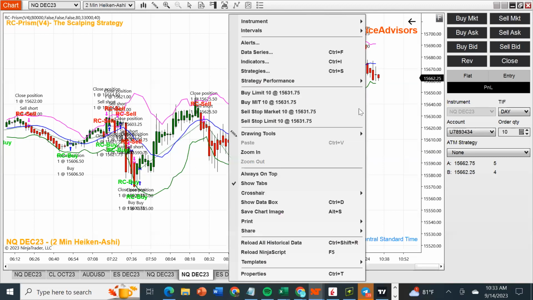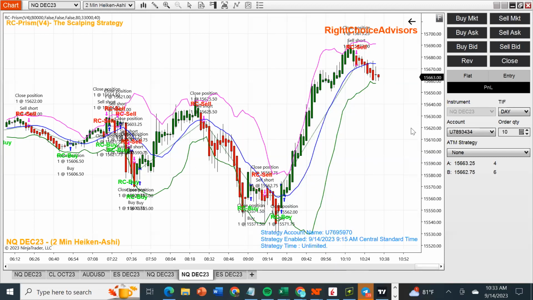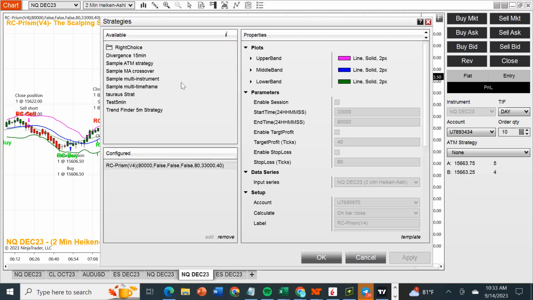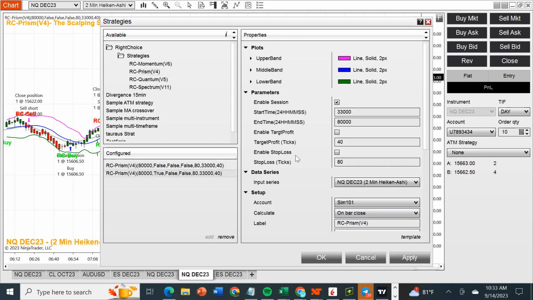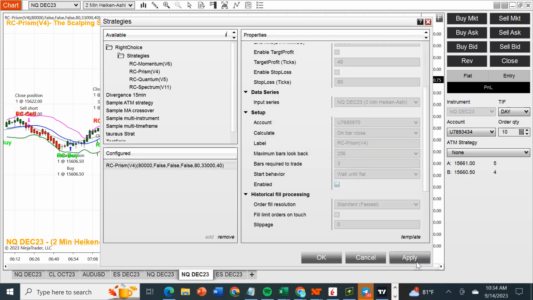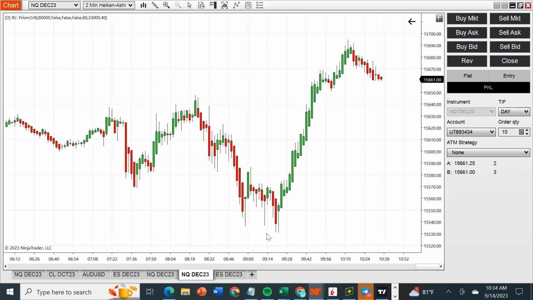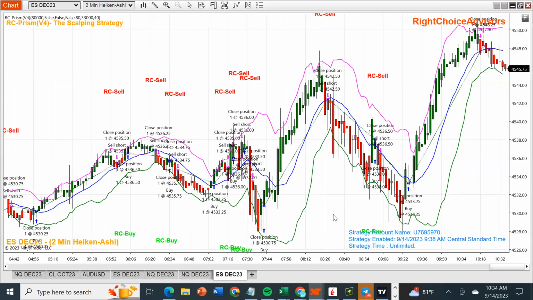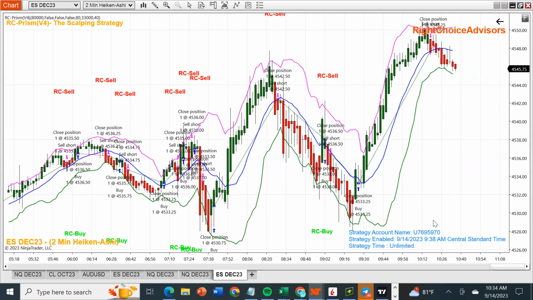I'll go to strategies because I don't want those choppy trades. I'll basically disable it. Apply. Okay, now you don't see all those timings when it was enabled. That means your chart is disabled now. Now you see this is the account you are using. You started at 9:38. Your strategy time is unlimited as of now.